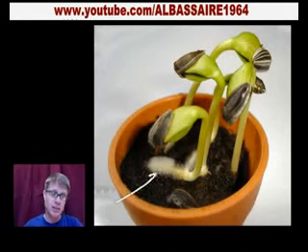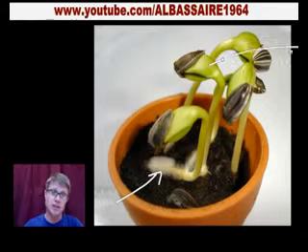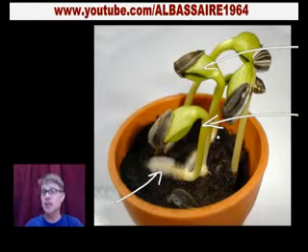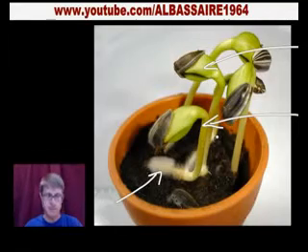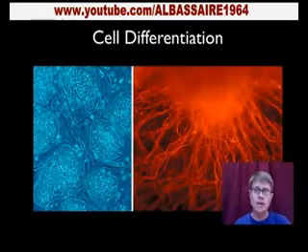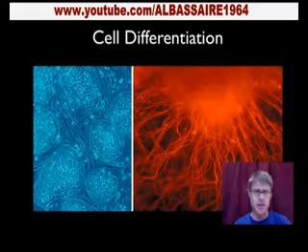But the cells here in the root are going to be different than the cells here in the leaves and the cells here in the shoot. And so how cells determine that is going to be development. It's the stages by which those cells eventually go and become an organism. And so first thing I want to talk about is cell differentiation.